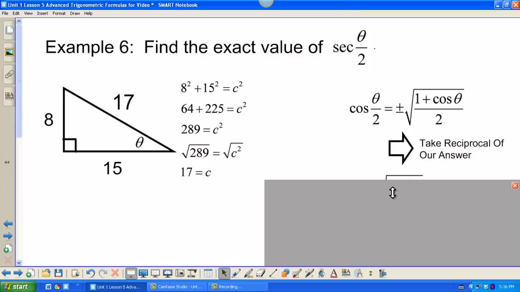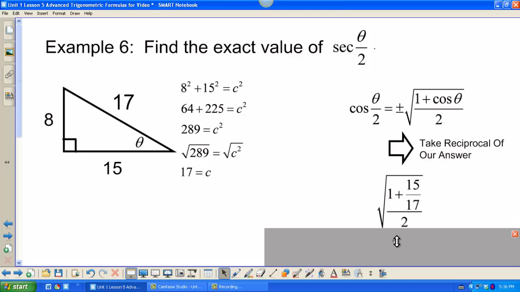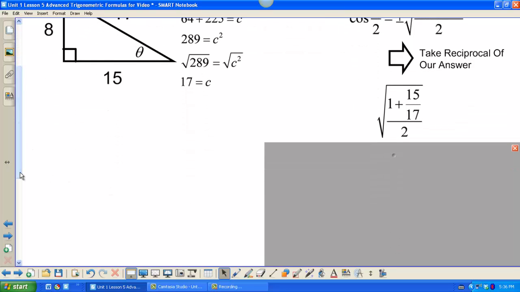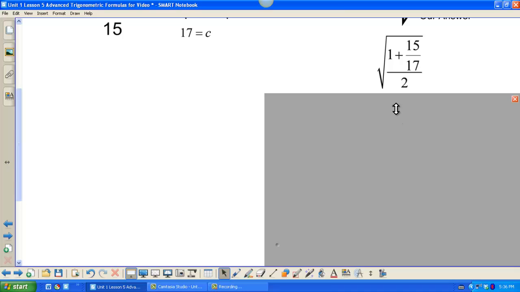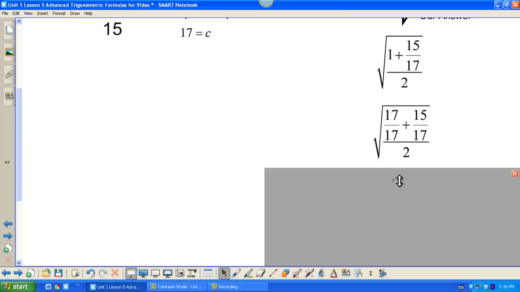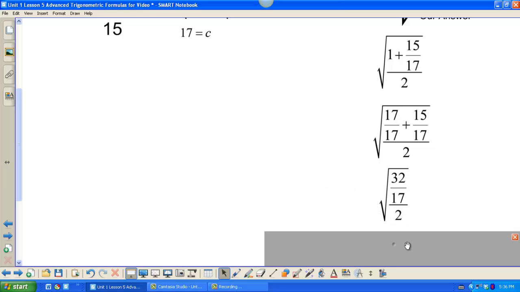So the only thing I have to do is substitute in the cosine of theta, which is adjacent over hypotenuse, or 15/17. The remainder of the problem is simply getting a common denominator, dealing with a complex fraction, and simplifying a square root. So for my next algebra step, I can represent 1 as 17/17. Then when I add the numerator of 17/17 plus 15/17, it yields 32/17.